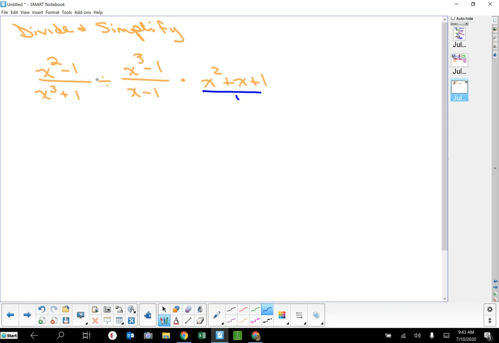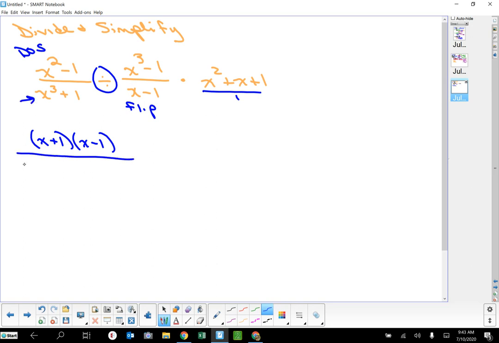So first thing we got to do here is change this to multiply and flip this one upside down. And I'm going to do some factoring as I go. So this guy is a difference of squares. So that's going to give me x plus 1, x minus 1. This is a sum of cubes. That's going to be x plus 1 times x squared minus x plus 1. Change the division to multiply. Flip this guy upside down.